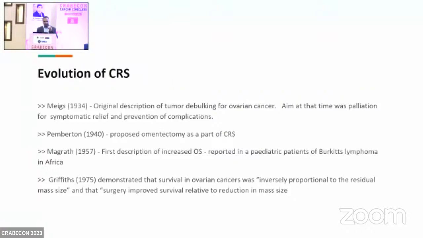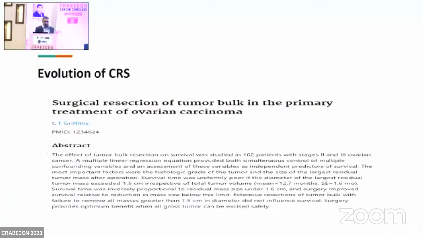Then came the paper of Griffiths. It's a landmark paper, and it established the role of cytoreductive surgery as a means of increasing overall survival. This paper stated that the residual mass was inversely proportional to the overall survival. As the residual lesion decreases, the overall survival increases. This paper is often credited for establishing the role of cytoreduction in ovarian carcinoma.